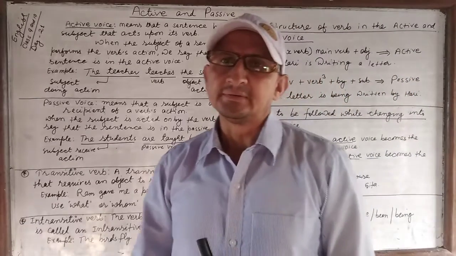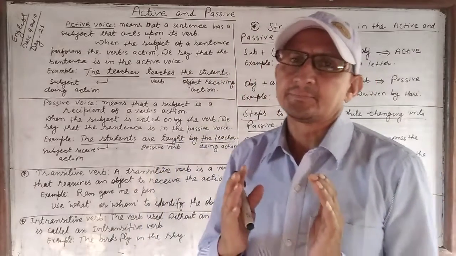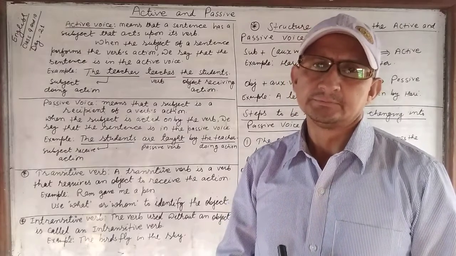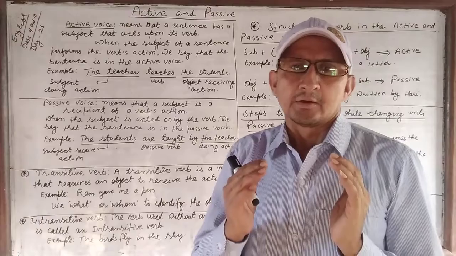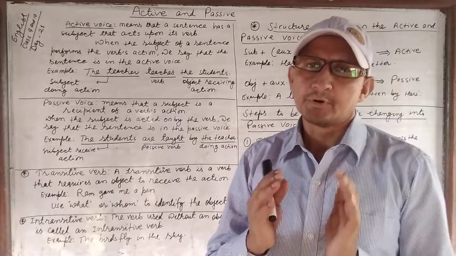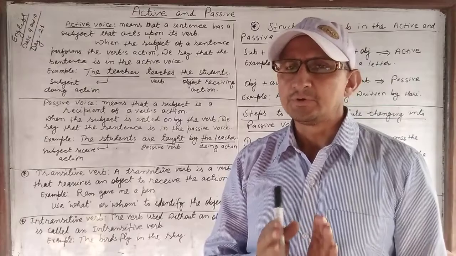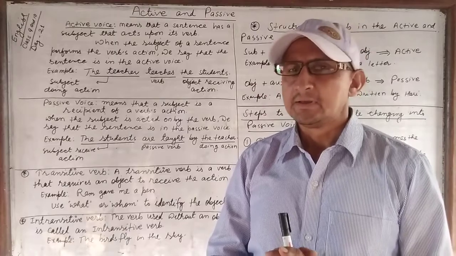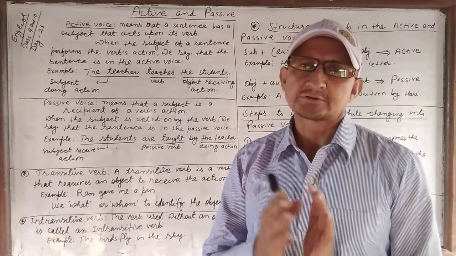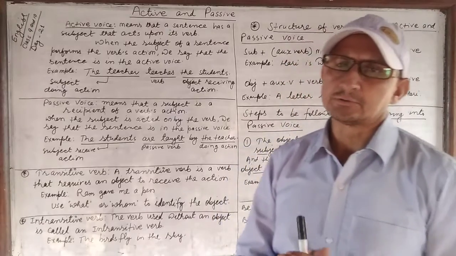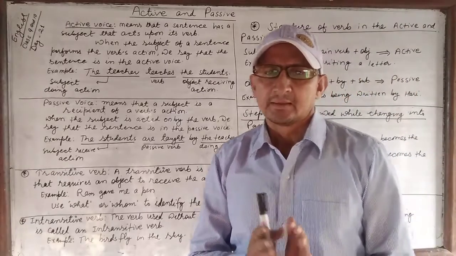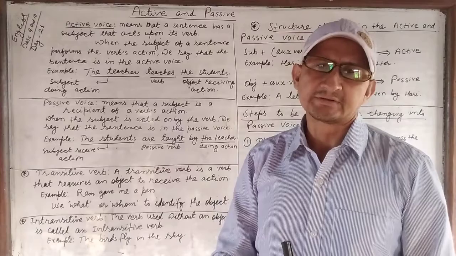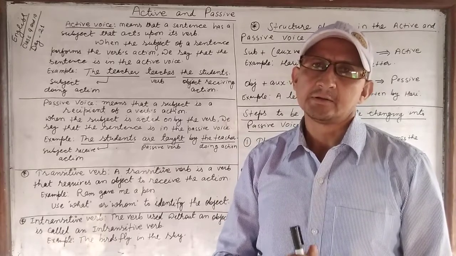Active voice means that a sentence has a subject that acts upon its verb. When the subject of the sentence performs the verb's action, we say that the sentence is in active voice. Sentences in active voice have a strong, direct and clear tone. In active voice, the subject performs the action expressed by the verb.